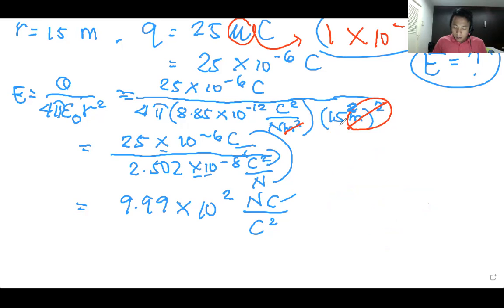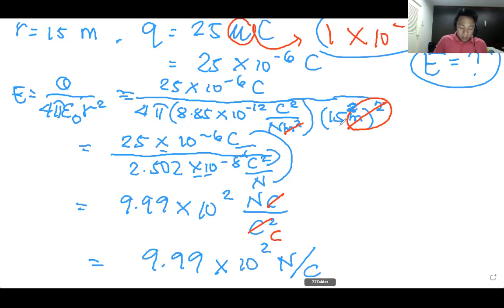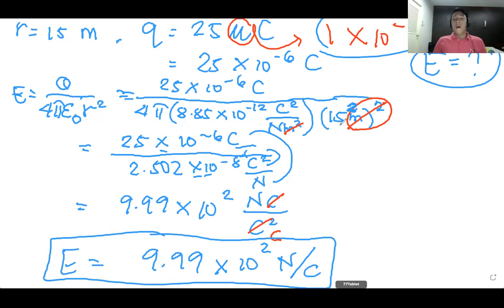I will erase that so we have more space. Since we have C on both the upper and lower parts, only C will remain. So our final answer will be 9.99 times 10 squared N over C. So this is now the electric field that we need to find. 9.99 by 10 squared Newton per coulomb.